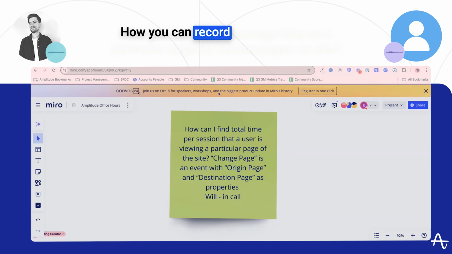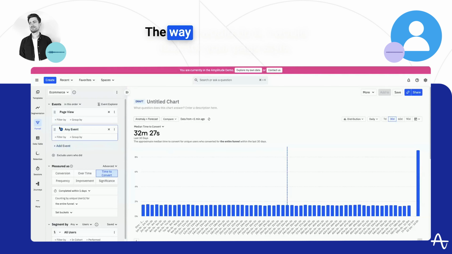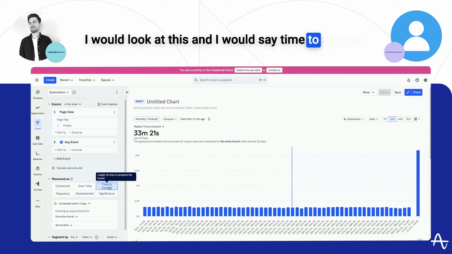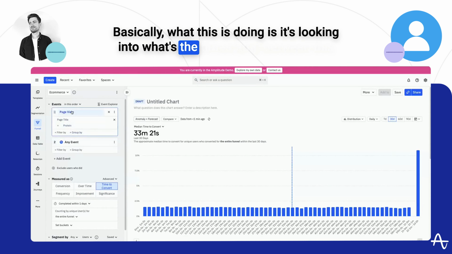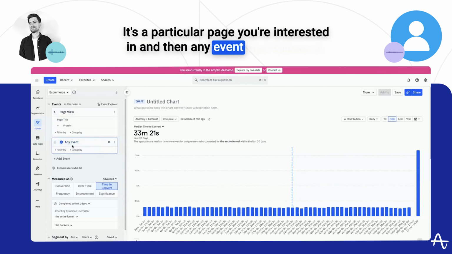You can record average time on a particular page for various pages on a site? The way I would do it, I would look for your page title. I would look at this and say time to convert. Basically, what this is doing is looking into the timestamp between this page view that you're singling out, right? It's a particular page you're interested in, and then any event that follows it.